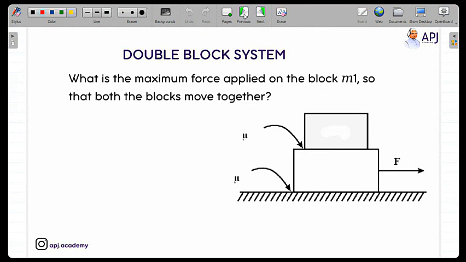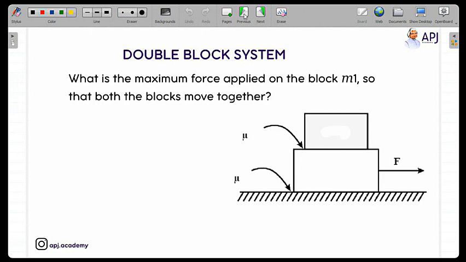Up till now we were dealing with single blocks, okay, that a block is placed on a ground and external force F is applied on it, and so it's accelerating, calculate its acceleration and so on and so on. But now what I will do is I will start double block. In double block, two blocks are kept, okay, and one on the top of the other block. You can see here two blocks are there.